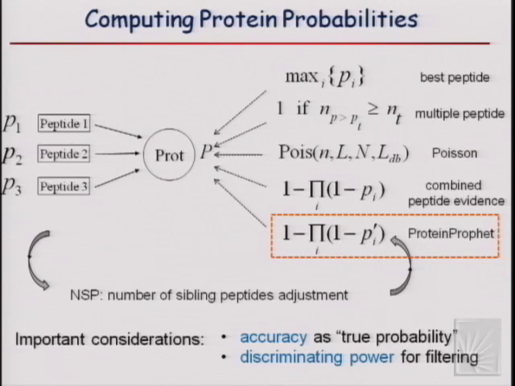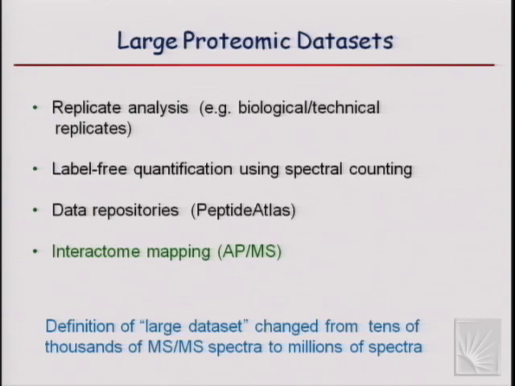Or there are Poisson-based methods that try to take the number of peptides and model it and calculate the p-value. And finally, there are methods that I call combined peptide evidence, including ProteinProphet, that basically say, well, there is an equation that can take individual peptide probabilities and compute the protein level score by combining the evidence from them. So we extensively tested this part here, and a lot of people are using ProteinProphet.